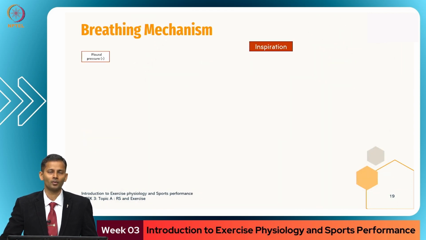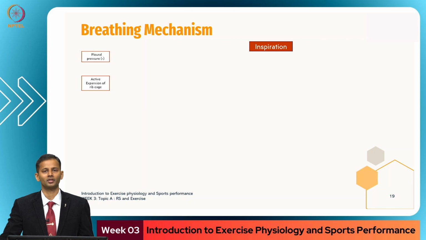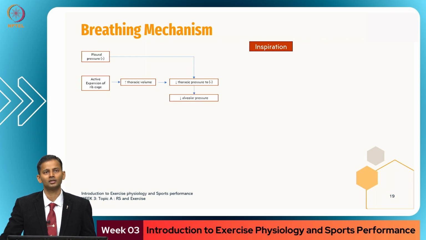Let's see what happens during the process of respiration. During inspiration, as we saw, there is a negative pressure which is created naturally between the pleural layers. So there is a negative pleural pressure, and because of the active movement of the respiratory muscles, there is an increase in the thoracic volume, as we have seen because of the bucket handle and the pump handle effect, which causes a negative pressure. So there is a decrease in the alveolar pressure.